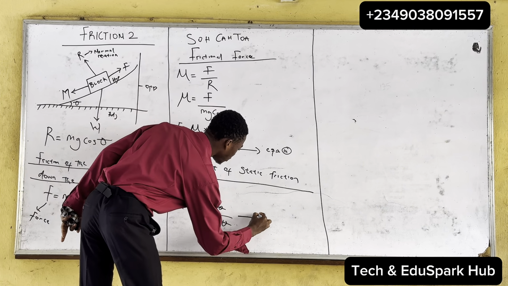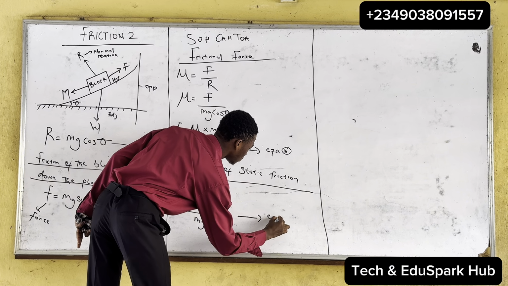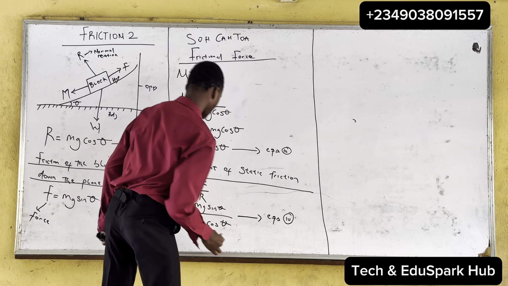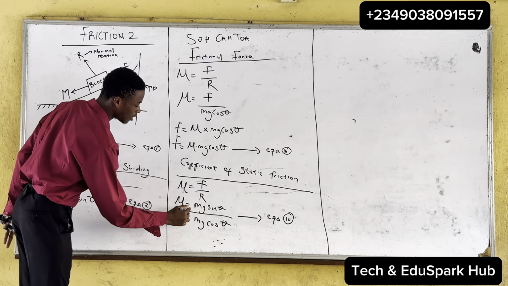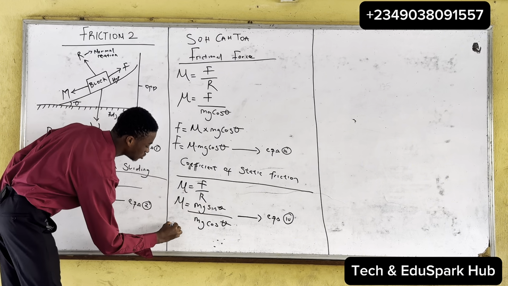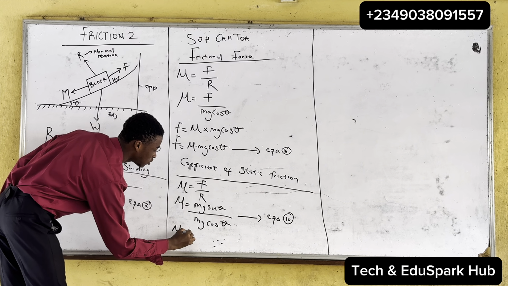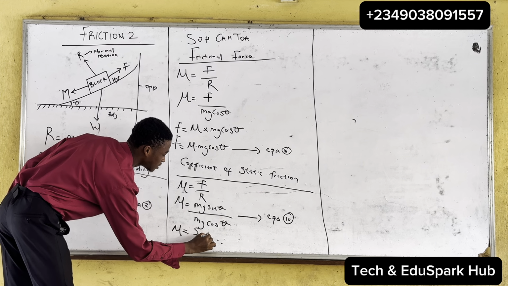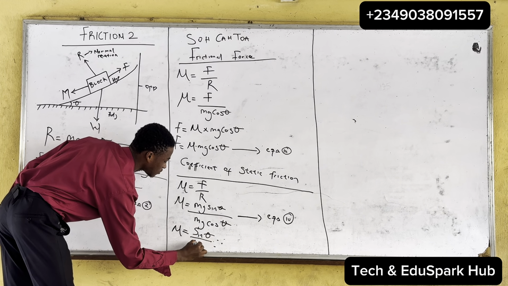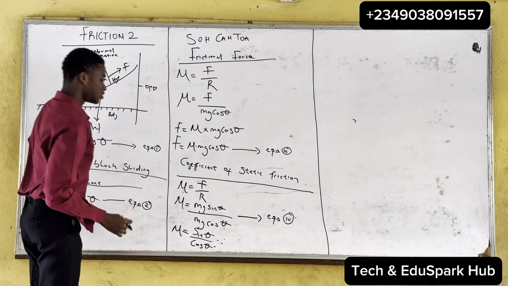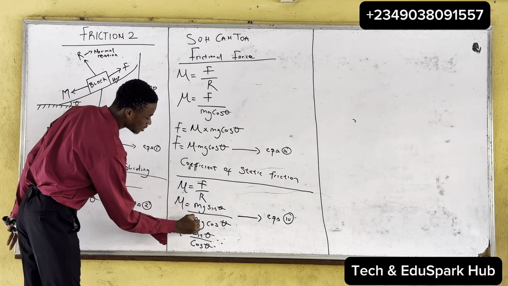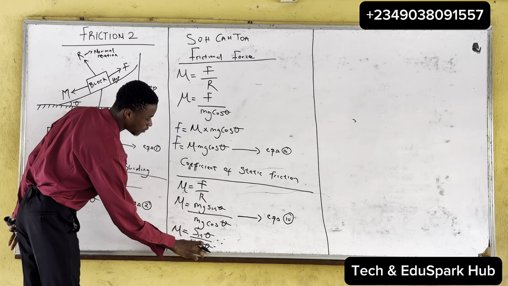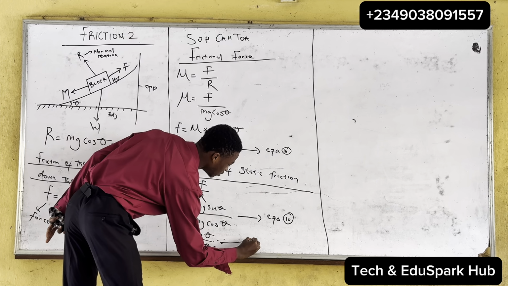So we can call this our equation 4. If we solve this formula, you can see the mg can cancel mg. So we have our coefficient of static friction equal to sin theta over cos theta. So this is another formula for coefficient of static friction, because if mg cancels mg, you have sin theta over cos theta. So you can call this your equation 5.